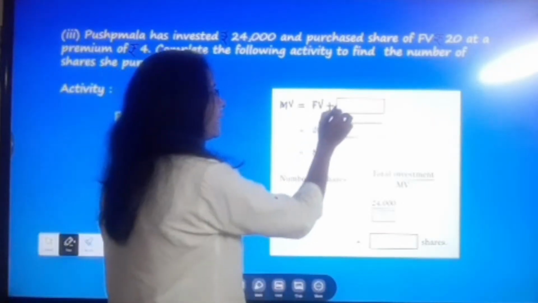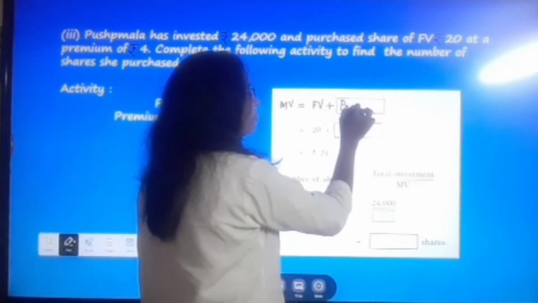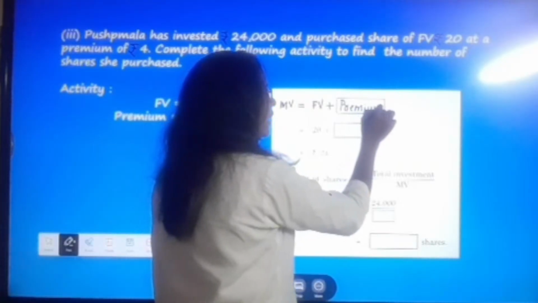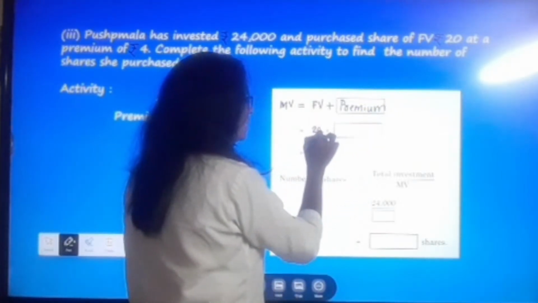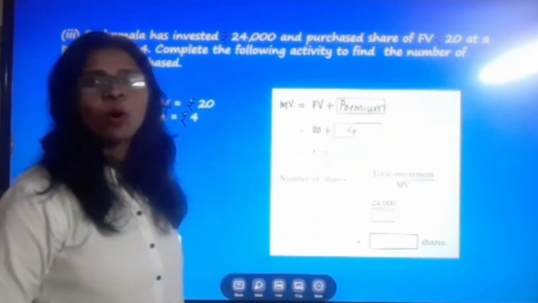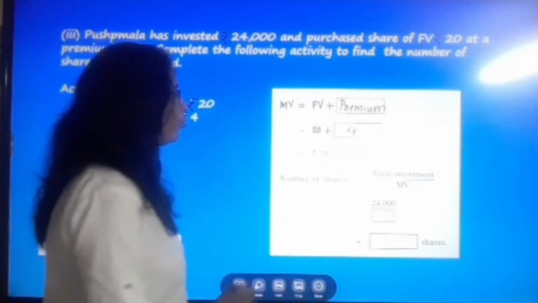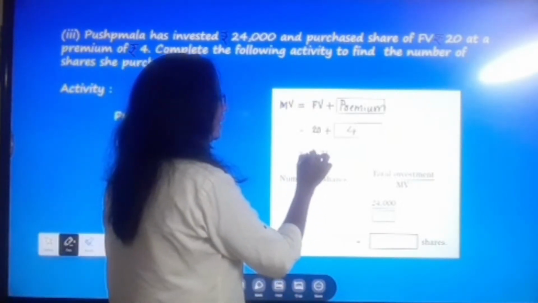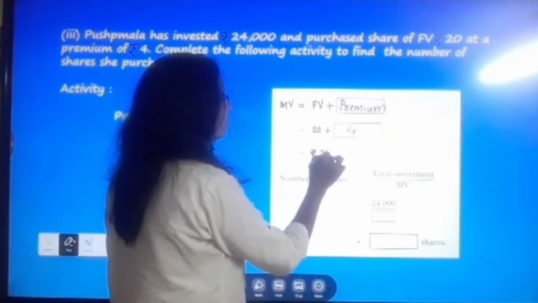See here, students, premium. Okay, and that premium is equal to 4. So below that box, we write down the 4. So here rupees 24.